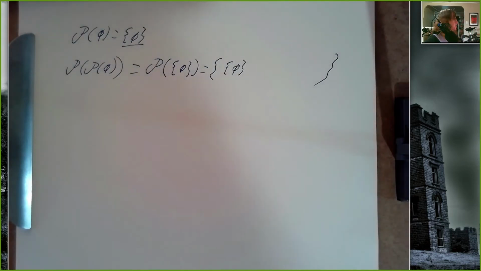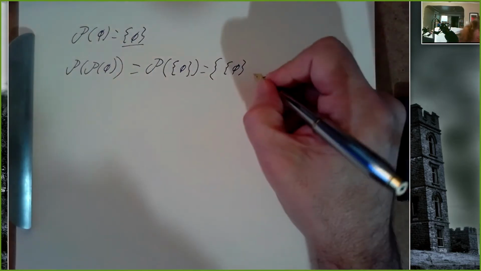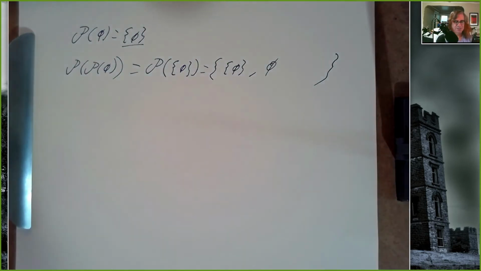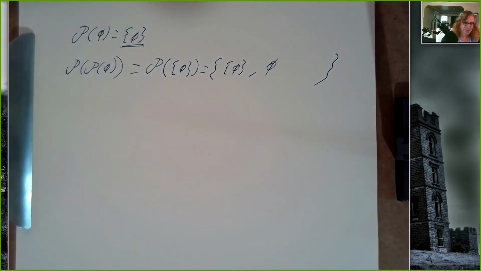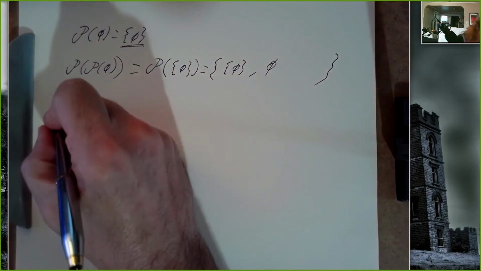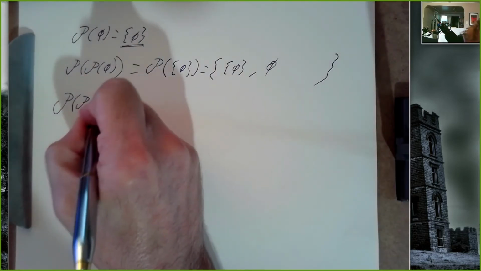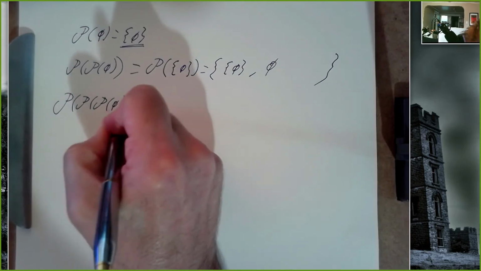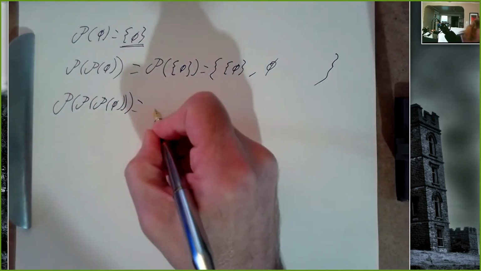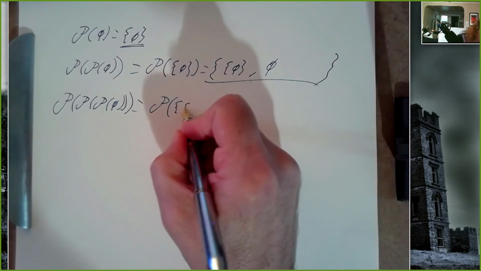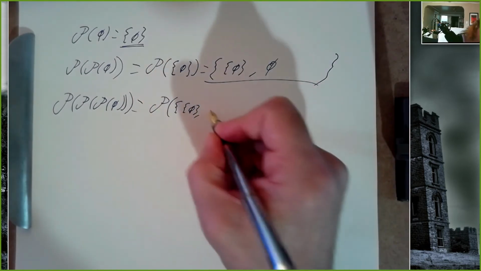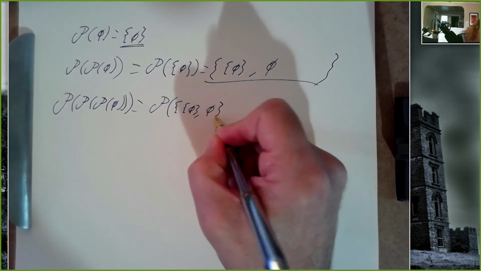Right, the set itself is definitely a subset. And the empty set is a subset. And that's it. Those are the two subsets of this thing right here. So I can ask for the power set of the power set of the power set of the empty set. And that's the power set of this set, which is a set containing the empty set and the empty set itself.